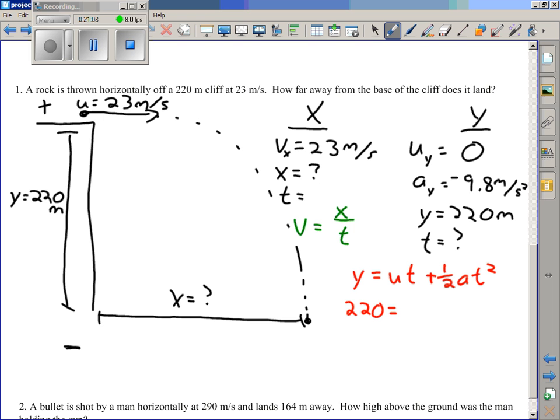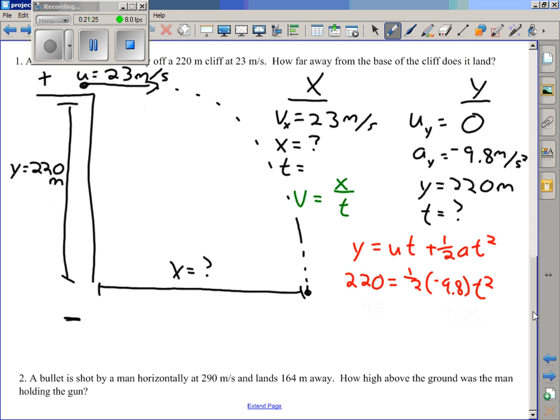220 equals ut. What does that become? 0. My initial velocity is 0, so ut all becomes 0. I don't have to worry about it. 1/2 negative 9.8 t squared. All right, so solving for t. t is going to be the square root of 2 times 220 divided by negative 9.8. And I know you're freaking out right now about that negative 9.8.